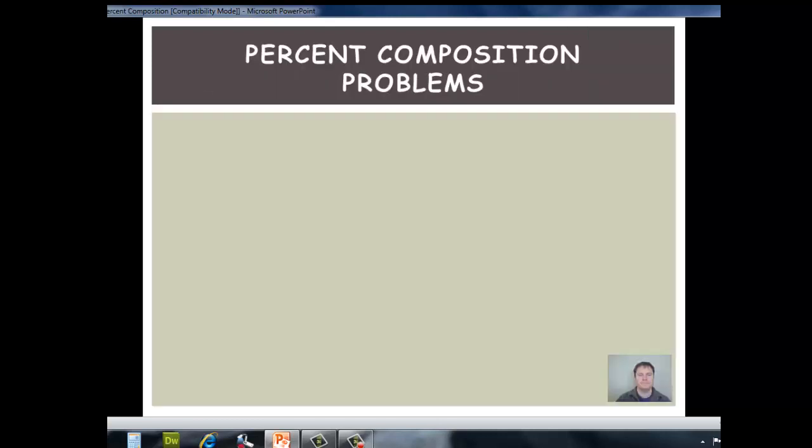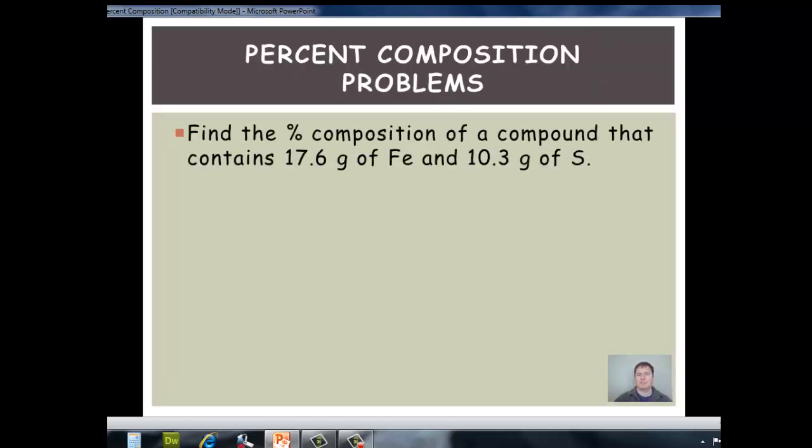So, let's get started. Quick look at what we did last time. We talked about percent composition. A problem like this: find the percent composition of a compound that contains 17.6 grams Fe, iron, and 10.3 grams of sulfur. To do this, what we needed to do was divide each mass by the total mass. So we found the total mass gave us 27.9 grams.